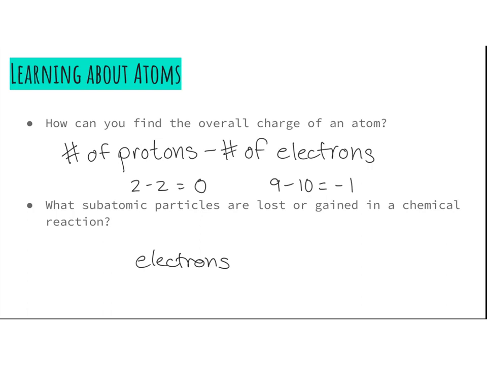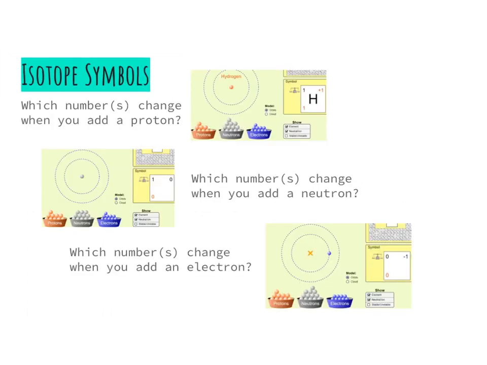Here are some photos from that build-an-atom lab, now with the isotope symbol. You'll learn more about isotopes in the next video, but for now, we're going to talk about the symbol. This symbol includes the mass number, the atomic number, as well as the charge.